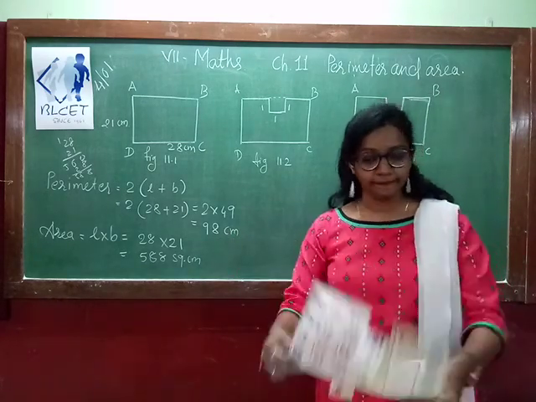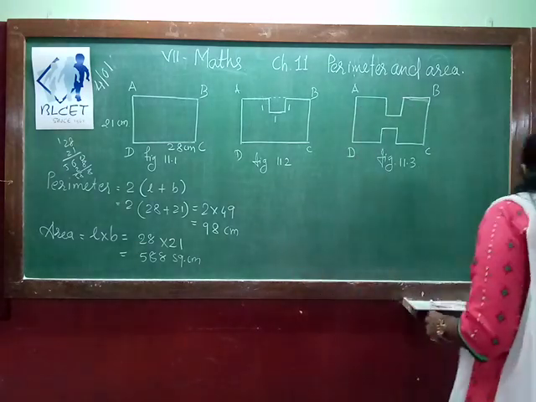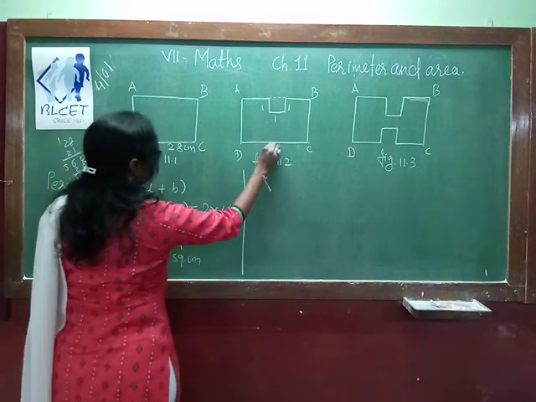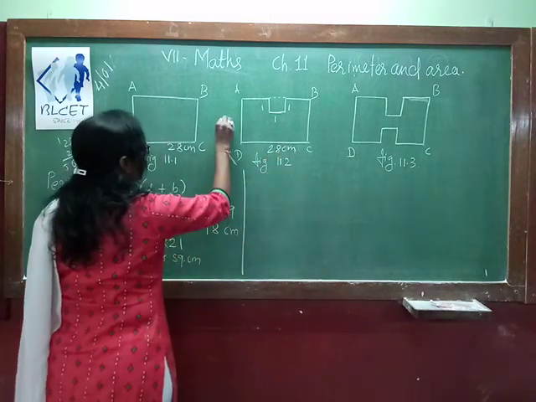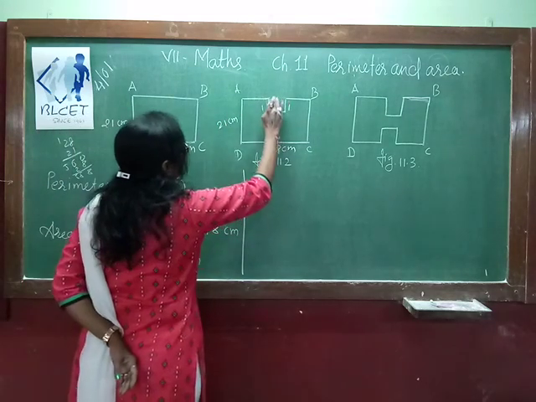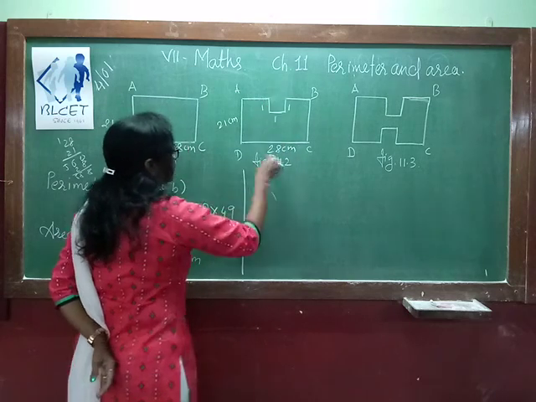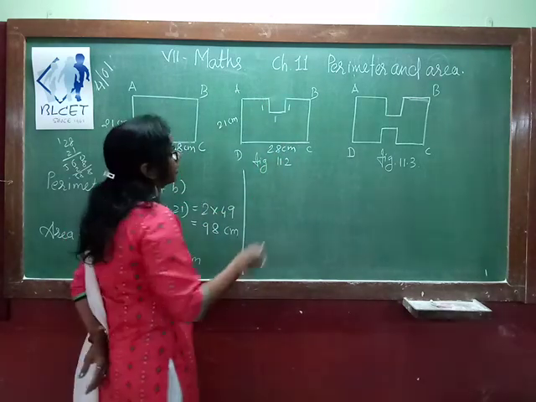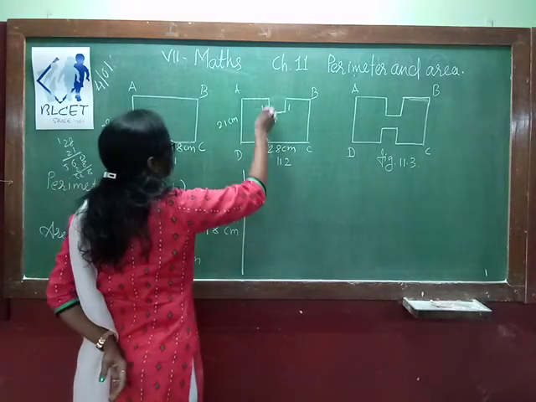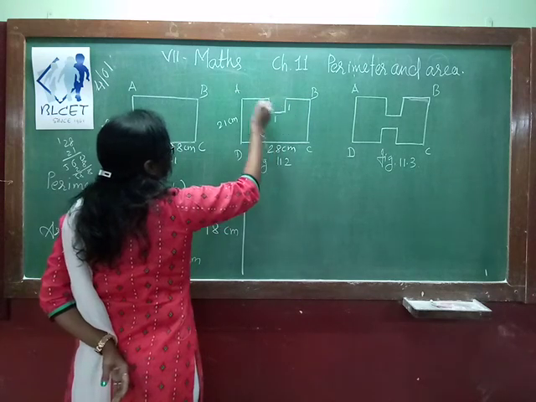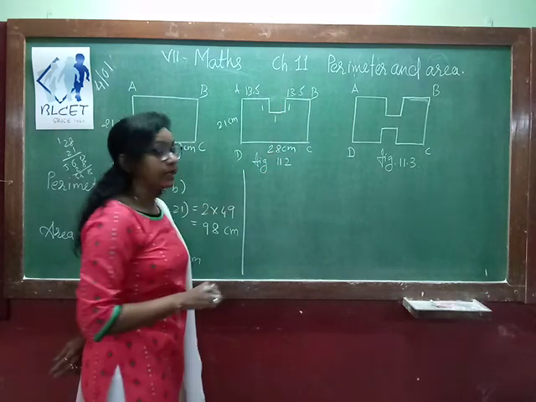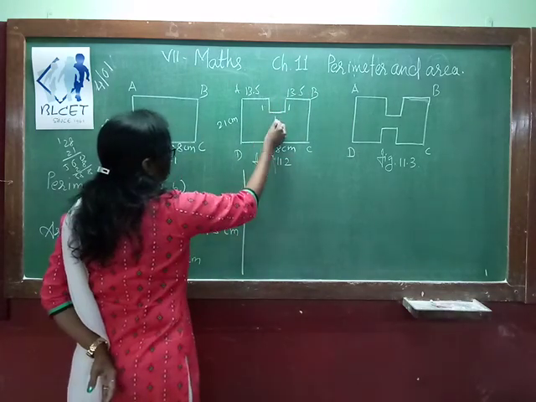Got my point? So what we can say for this? What is the perimeter for this? 28 centimeter, 21 centimeter. So suppose this is 2 parts, 14. So total 1 centimeter is less. So this is your 13.5. This is also 13.5. That makes 27. But what about 1 plus 1 plus 1?